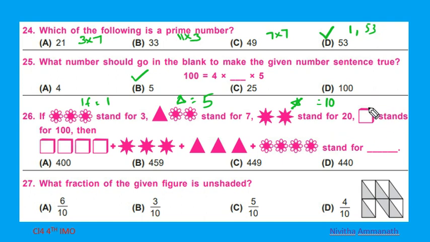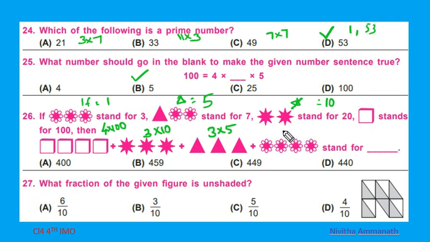Then square stands for 100. Then 4 squares means 4 into 100, that is 400. Then here star means 10. 3 tens, that is 3 into 10, that is 30. Here triangle. Triangle means 5. So 3 5s are 15. Here how many flowers? 4 flowers.